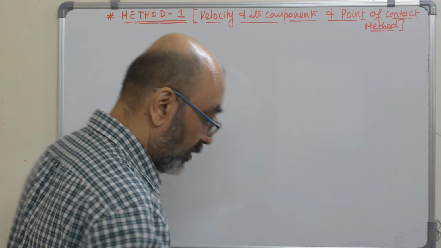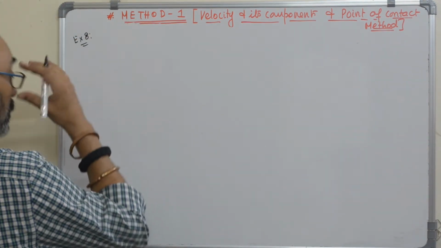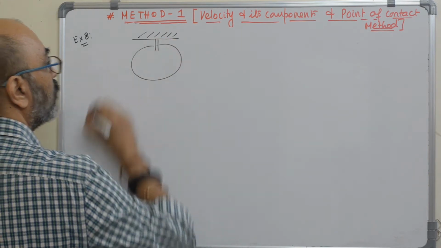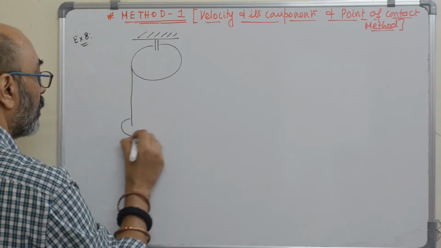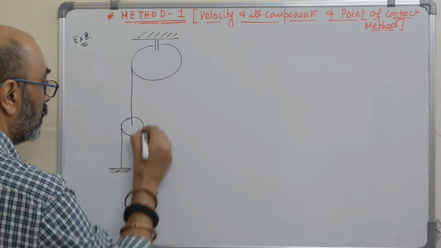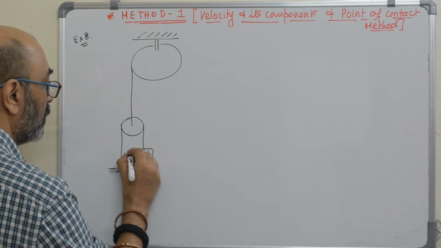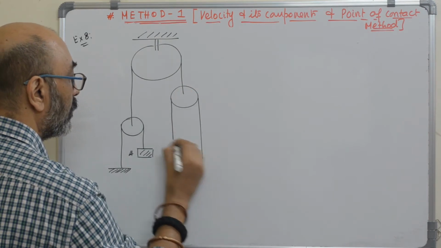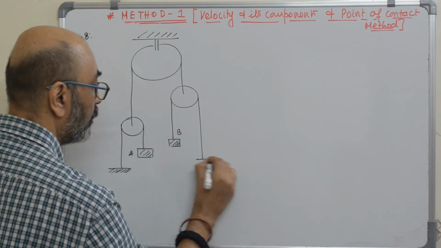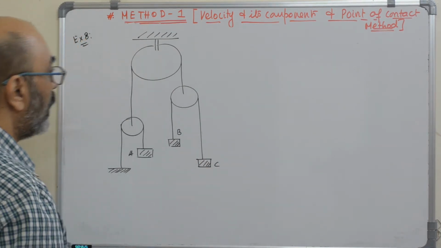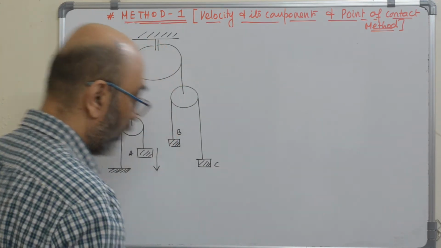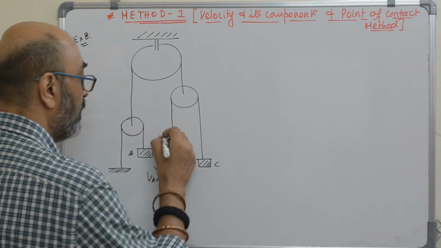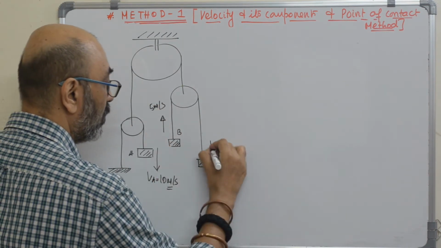Okay, example number 8. Rigid support, pulley, this is A, and this is B, that is C. Now it is given that A is going down with a speed of 10 meter per second, and B is going up with a speed of 5 meter per second. What is the velocity of C?